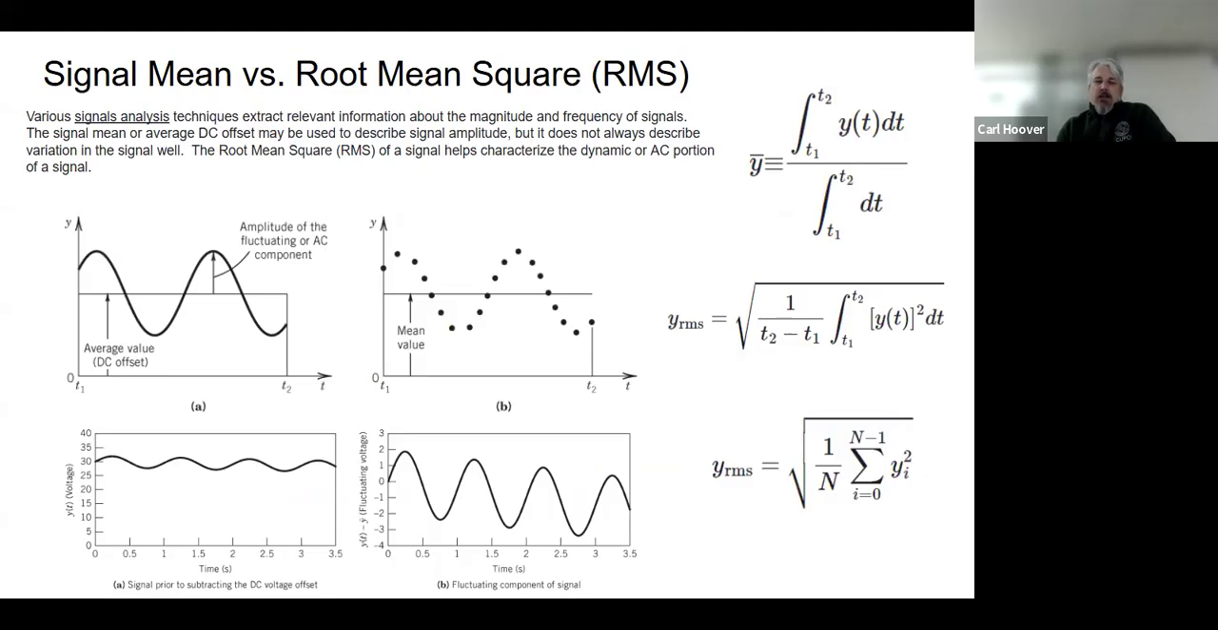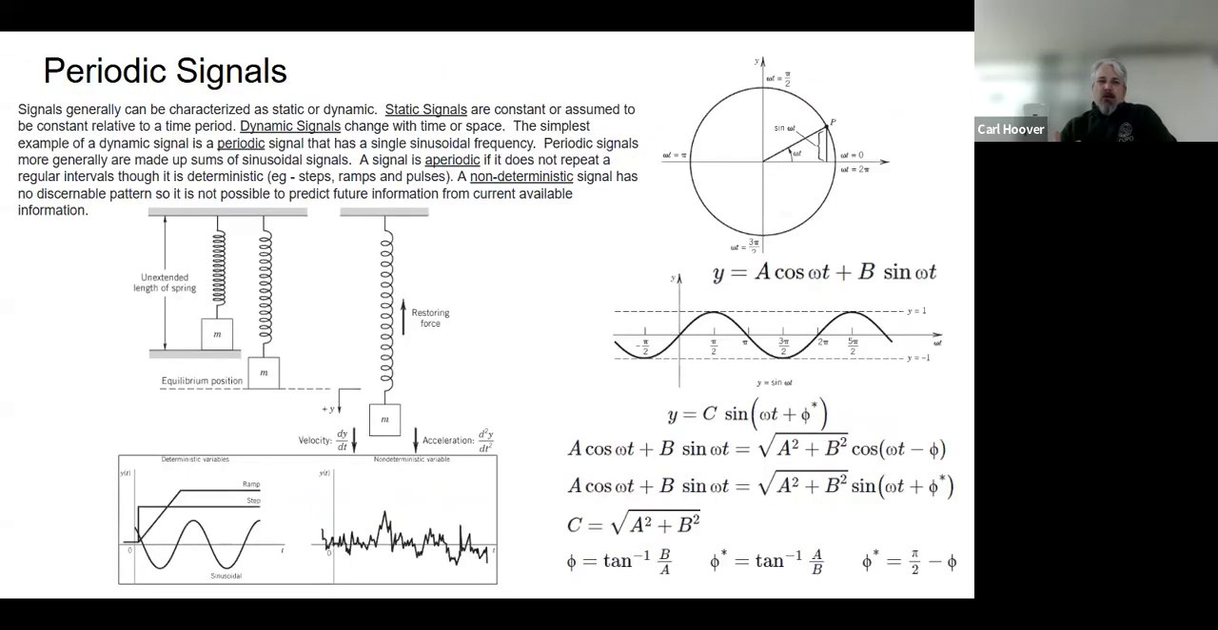Lastly, the signal analysis post-lab will involve looking at and computing an RMS value, which characterizes the dynamic or AC portion of a signal, and then also looking at periodic signals, those that have some frequency component.